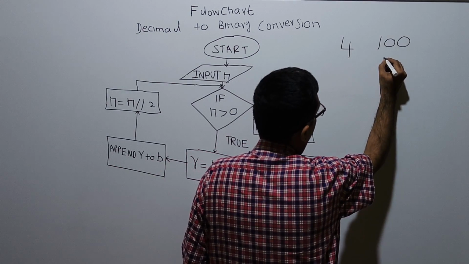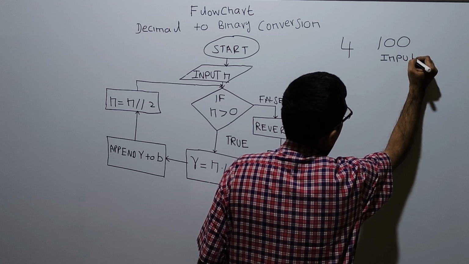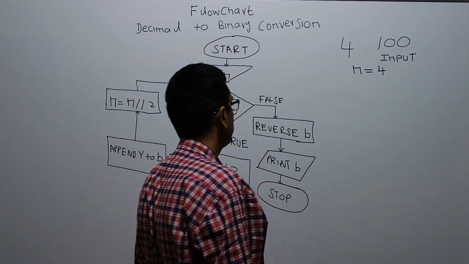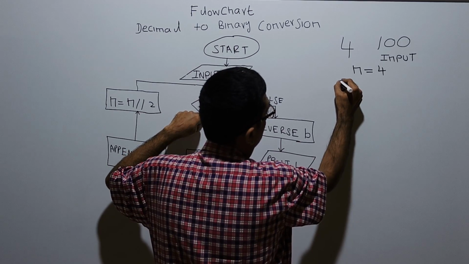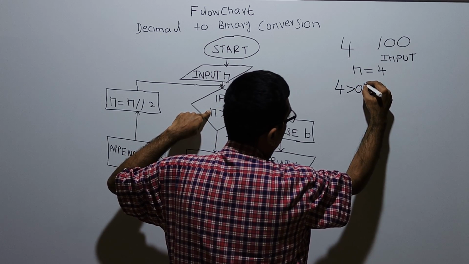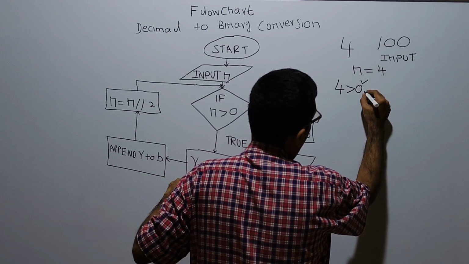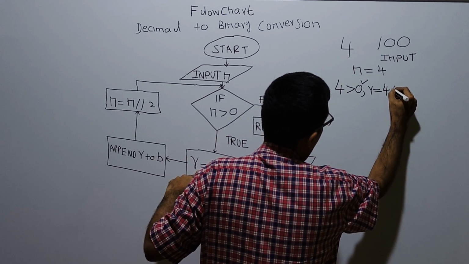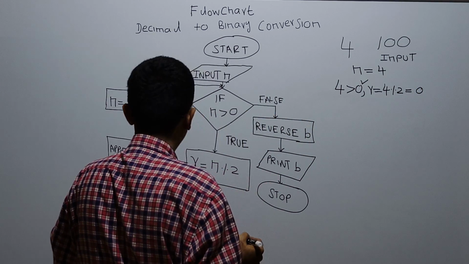So my input, n equal to 4. We come here and check the condition: 4 greater than 0. So the condition is true. R equal to n modulo 2, r equal to 4 modulo 2. The result is 0. And append r to b.